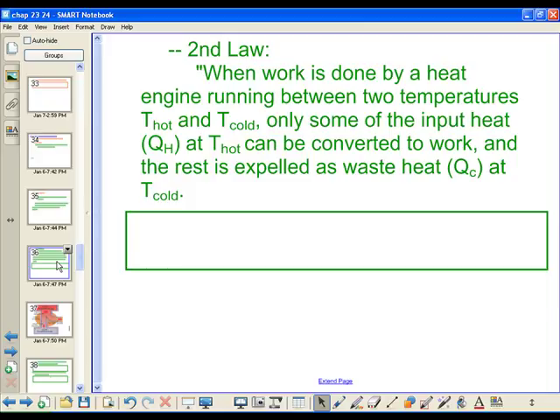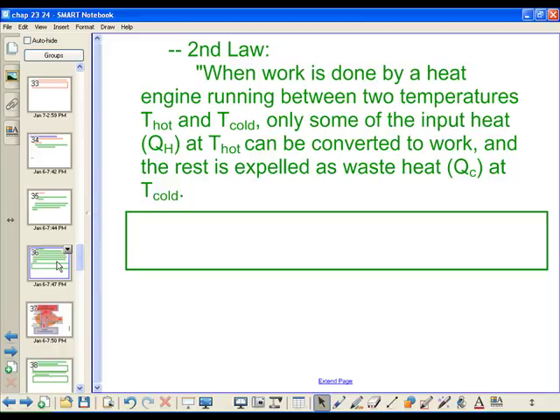So, as it's applied to the second law. Now, the second law of thermodynamics, in regards to heat engines, says that when work is done by a heat engine, work is what we get out. That's what makes your car go forward. It's what makes the propeller shaft go around. It's what makes that electric generator run. Running between two temperatures, T hot and T cold, only some of the input heat, QH at T hot, can be converted to work. And the rest is expelled as waste heat, QC, at T cold.